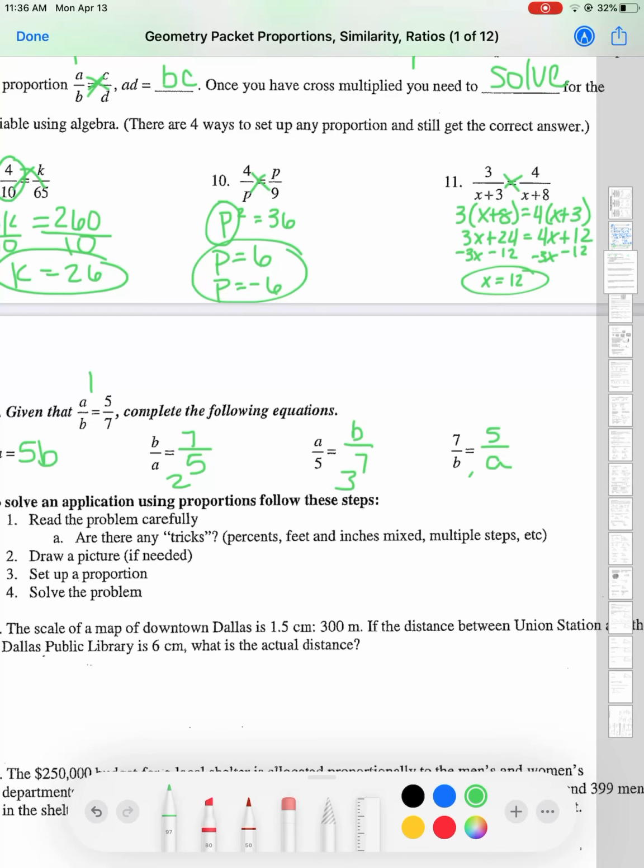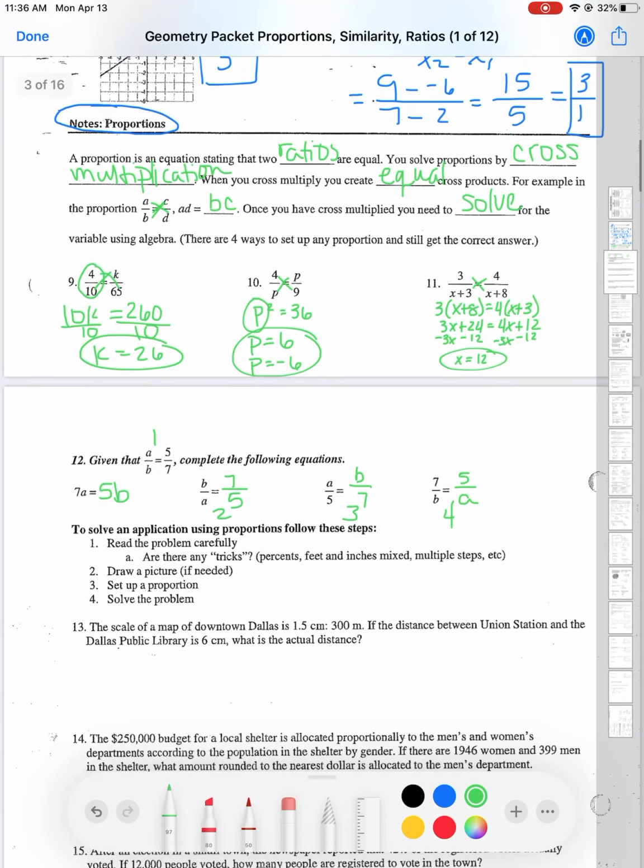So those are the 1, 2, 3, 4 different ways of writing proportions where you would still get the same cross product equality. See, we would still get 7a equals 5b. Okay?